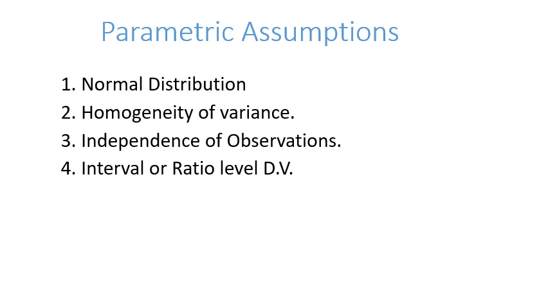Independence of observations, that's pretty obvious. Interval or ratio level DV, that's again a parametric assumption by default. Going back to the normal distribution, of course, you can use the central limit theorem on this one. So if your sample size is sufficiently large, you can ignore this. So normal distribution or sufficiently large sample size.